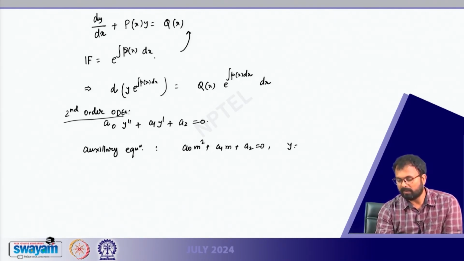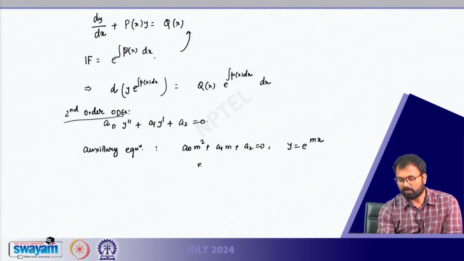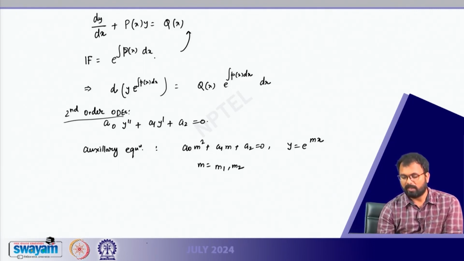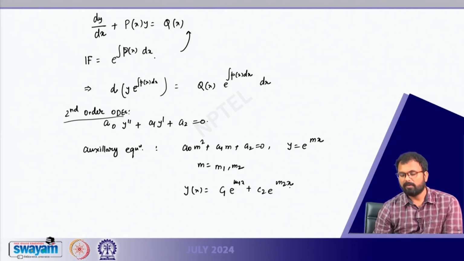This will be obtained by taking y equals e to the power mx. This is our auxiliary equation. Now from here you can solve for m. M will give you two roots, m1 and m2, right? And then you can write down your solution, y(x) equals c1 times e to the power m1x plus c2 times e to the power m2x.